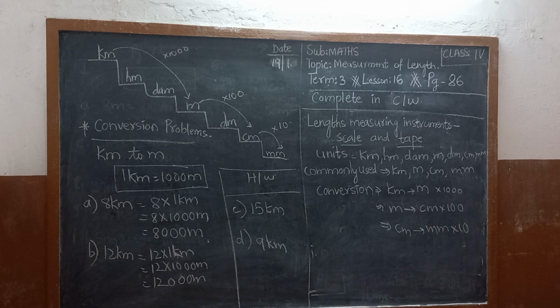Okay, again I am repeating. Just revise. Length, the measurement of lengths. Okay, everything we have to measure, right? Like length we are measuring in centimeters, meters, kilometers, millimeters, hectometer, decimeter, decameter. These are not all used. Commonly we are using which units? Kilometer, meter, centimeters.